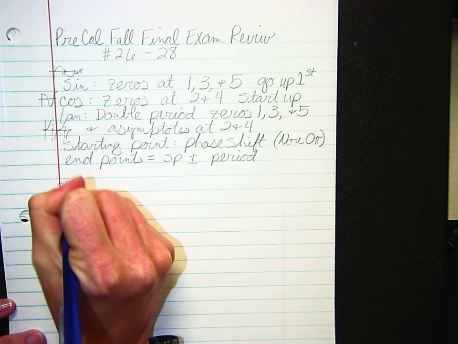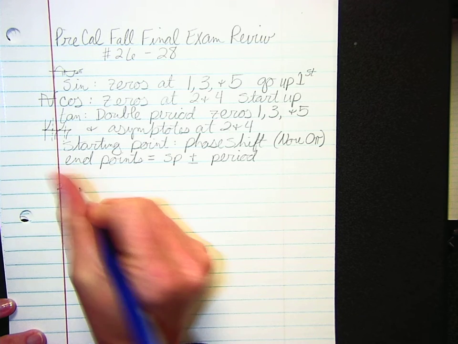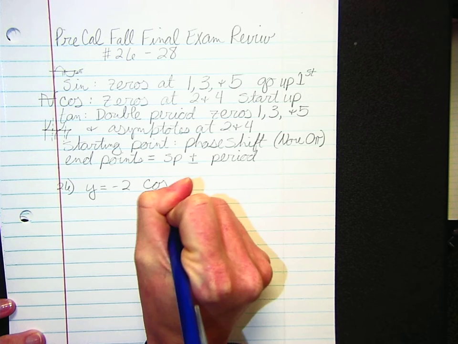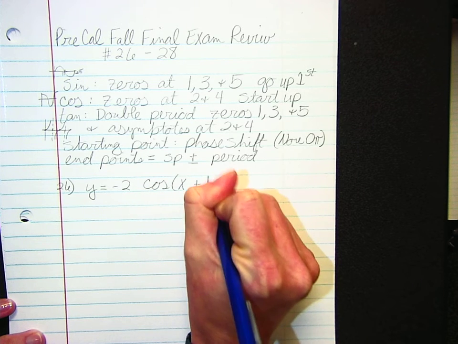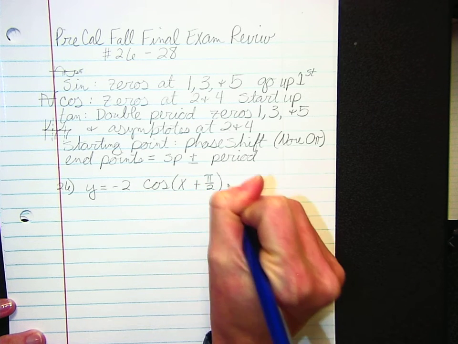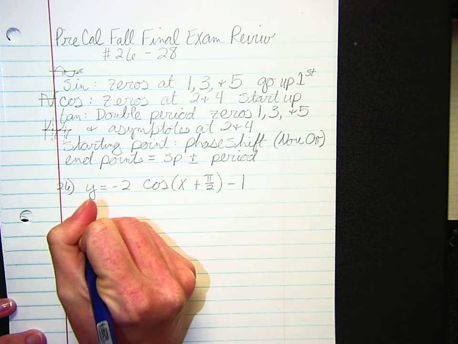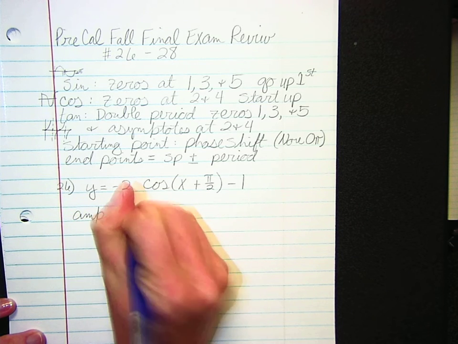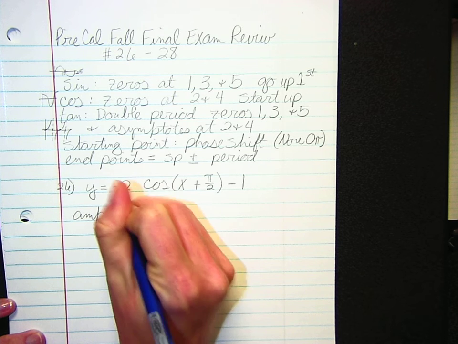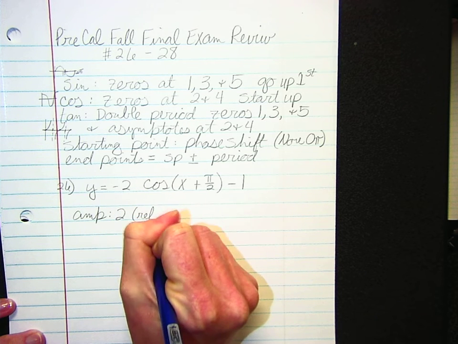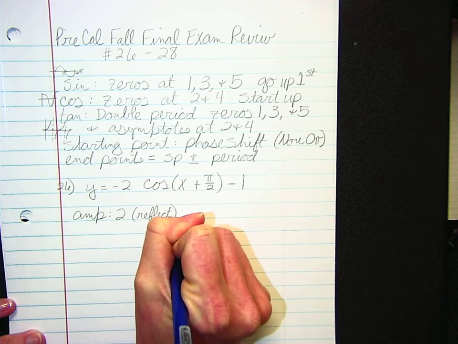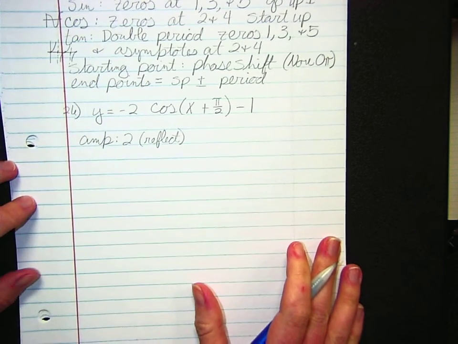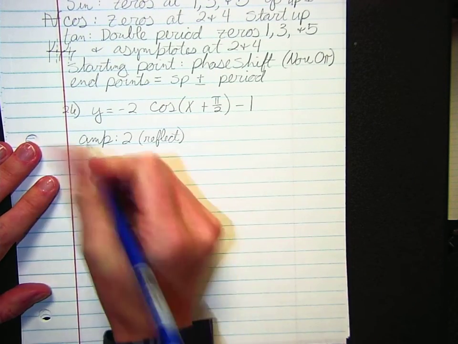All right, so on number 26, we're going to start by graphing y equals negative 2 cosine of x plus pi over 2 minus 1. So let me start by filling in some of that information that we were doing on the last video, for example the amplitude. Remember that your amplitude is always positive, but because we have that negative in front of it, I'm going to make a little note to myself to reflect that over the x-axis.